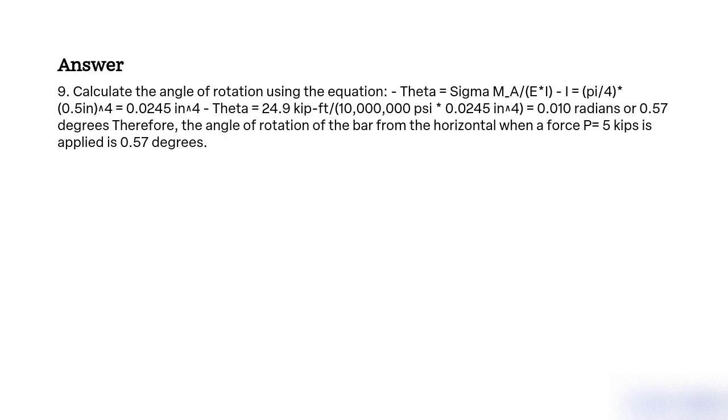Therefore, the angle of rotation of the bar from the horizontal when a force P equal to 5 kips is applied is 0.57 degrees.